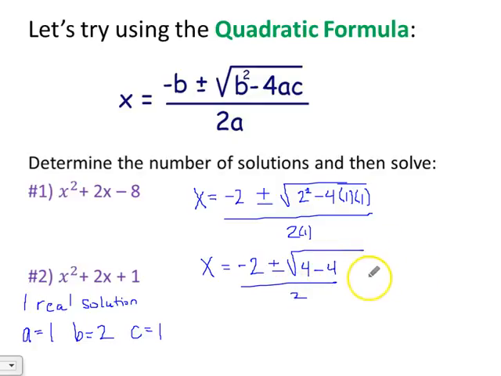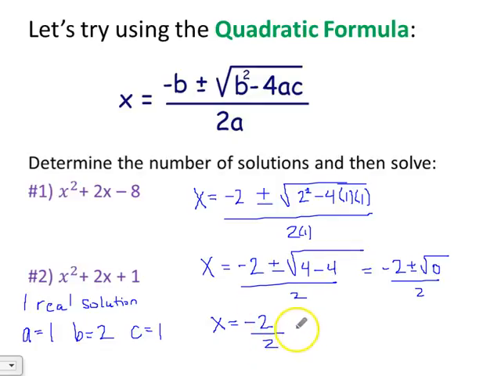So what does that give us? We've got -2 plus or minus the square root of 0. 4 minus 4 is 0, all over 2. Well, what's the square root of 0? Anything times itself that gives us 0 is 0. So we're really left with now x equals -2 over 2. That's it. We don't have to do the plus or minus.